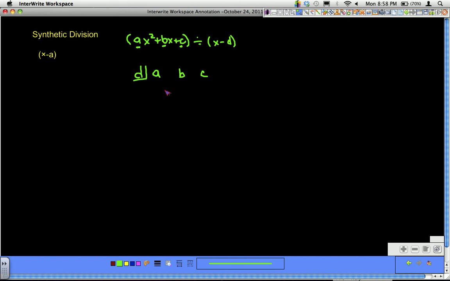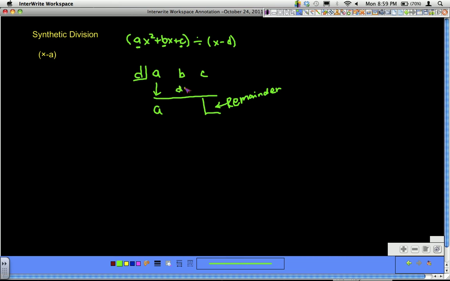Now what happens is, by dropping all the x's, x squareds, and everything, it makes this a lot cleaner problem. Now we're going to take this first term, and we're going to bring that down. Out here, this box is going to let us know, if it exists, what our remainder is. Now all we're going to do is take the number out front times this. So in this case it would be d times a, and that would give us da.